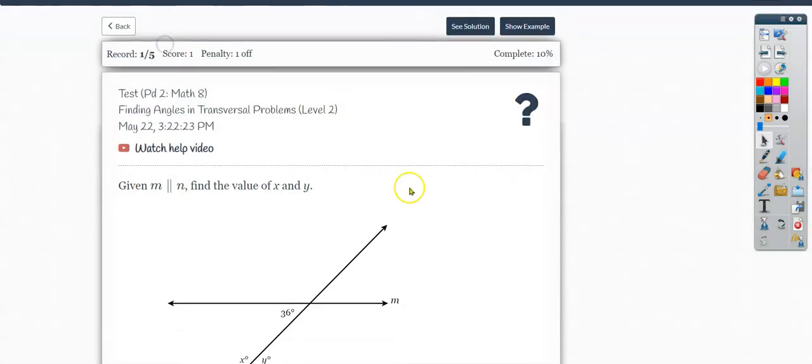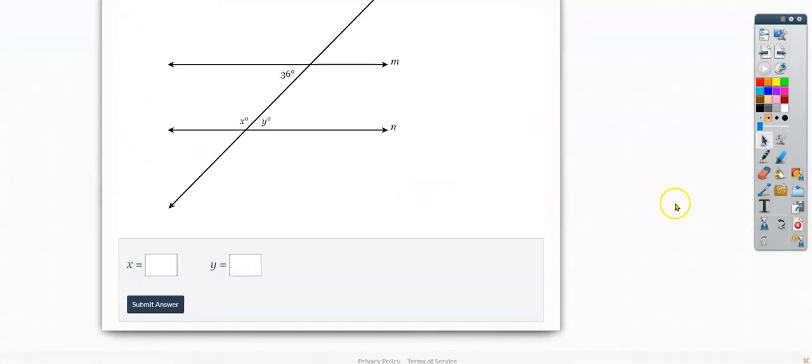Let's try this one more time. Again, angles can either be equal or they can be supplementary. In this case, these two are supplementary, but I don't know any of the angle measures yet. So I got to find some alternate interior angles. So that makes y 36. So I'm going to write that here, and I'm going to also type it down here. Now I can find the missing angle measure here for my two supplementary angles.